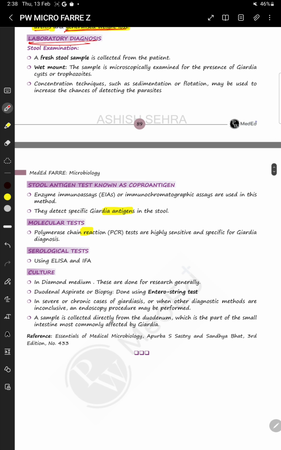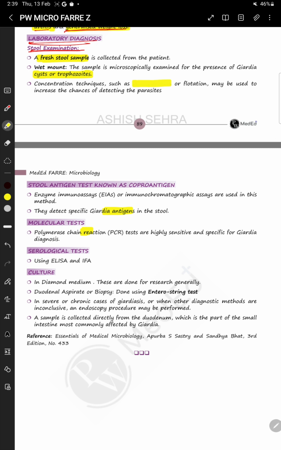Laboratory diagnosis of giardia. Stool examination: a fresh stool sample is collected from the patient. Wet mount: the sample is microscopically examined for the presence of giardia cyst and trophozoites.